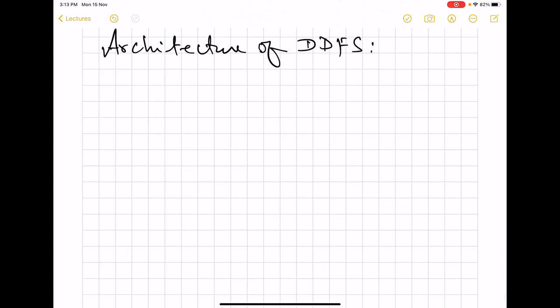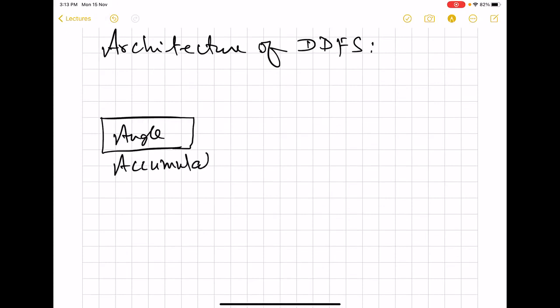So it has a number of building blocks. First we have what is called the angle or even phase accumulator. And then we have another block, and this is the read-only memory lookup table.